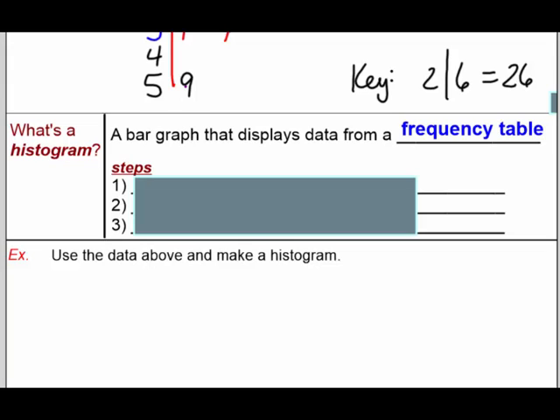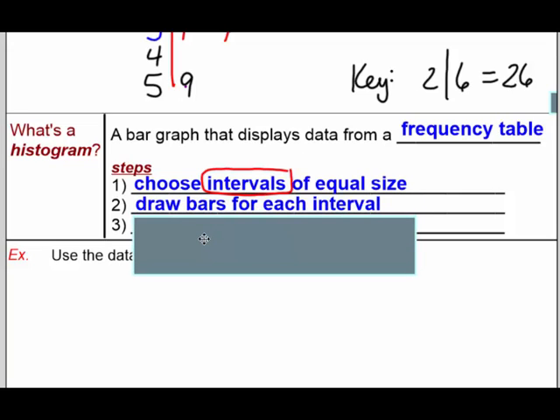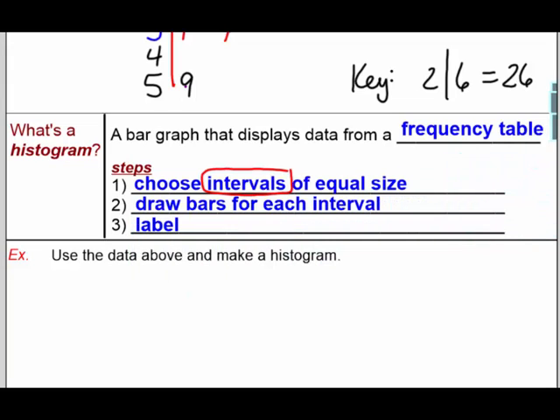Okay, so here are the steps. To make a histogram, your first step is to choose intervals of equal size. Okay, intervals obviously bigger than 1. Okay, so intervals of 2 or larger, because if you just have intervals of 1, then it's just a regular bar graph. It's not a histogram anymore. Second step, you need to draw your bars for each interval. And then third step, make sure you have labels on your histogram so we know what the numbers mean.